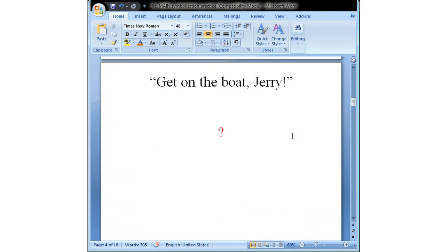It's a command. It's a command, right? Do this. But that's neither true nor false. Like, get on the boat, Jerry. That's neither true nor false. It can either be obeyed or disobeyed, but it's not true or false itself. What I've got selected right now is neither true nor false. So it's not a proposition. So you don't symbolize it.